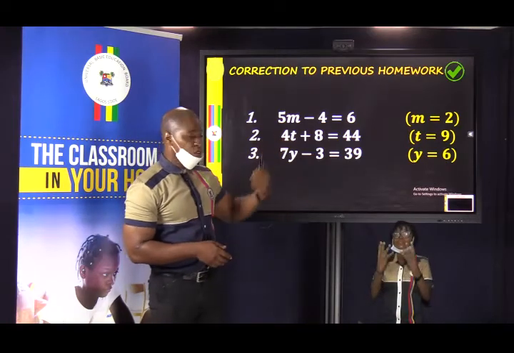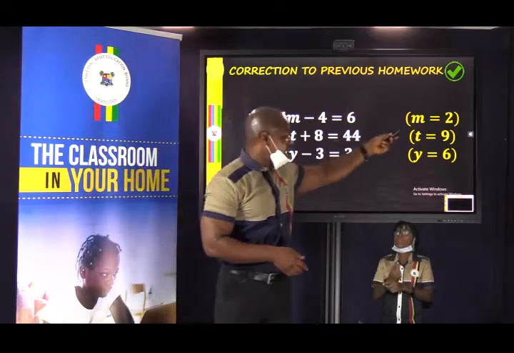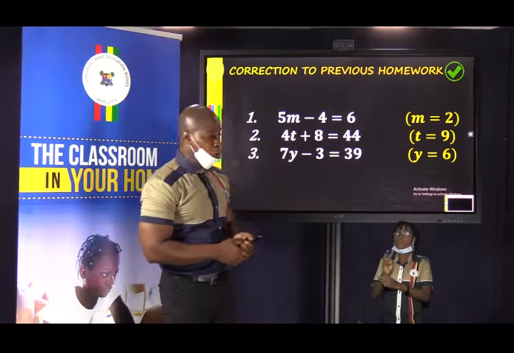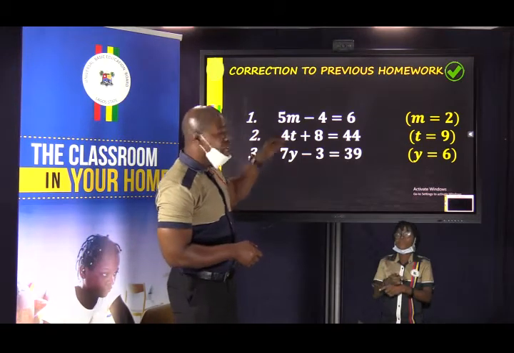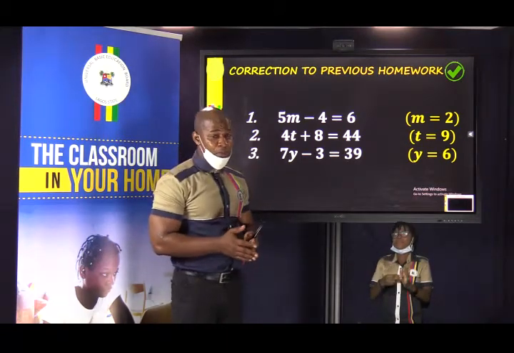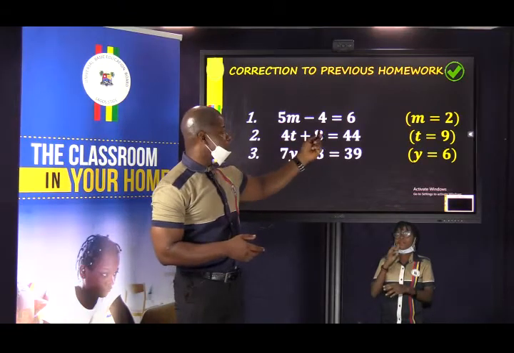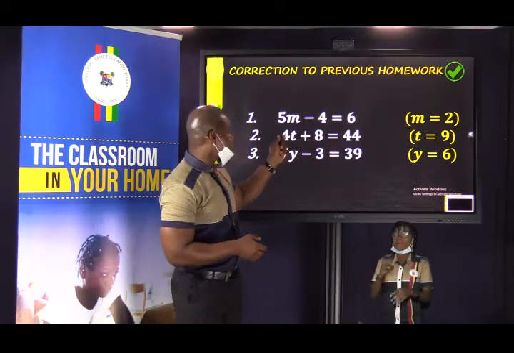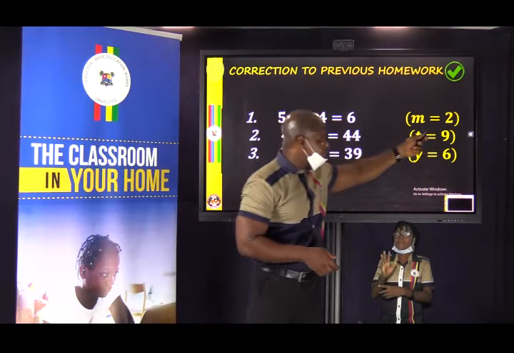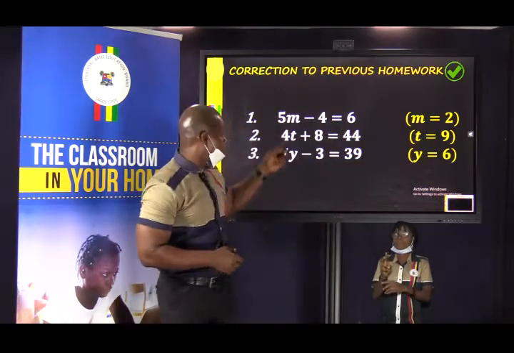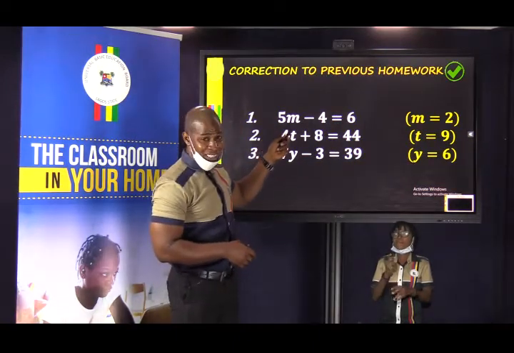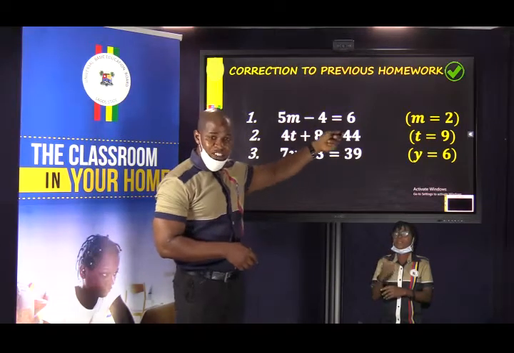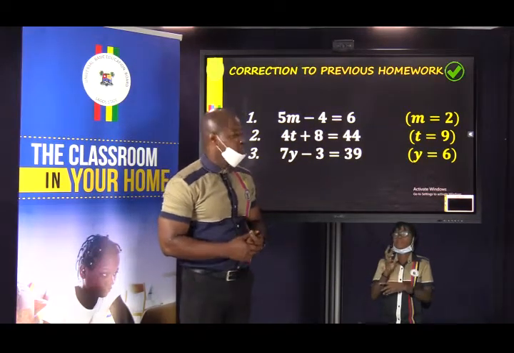5m minus 4 equals 6, and in this case m will be equal to 2. Let's see. 5m means 5 times m, so by the time I evaluate this I should be getting 6. 5 times 2, because I'm claiming that m is 2. 5 times 2 is 10. 10 minus 4 gives me 6, and that means that is correct.